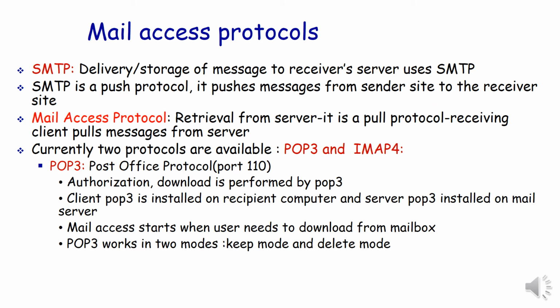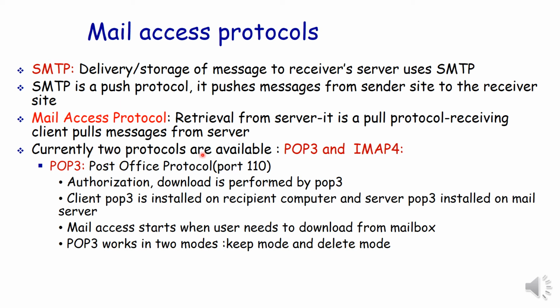Now, which are the mail access protocols working? SMTP is used for delivery or storage of the message to the receiver's server. SMTP is a push protocol and it pushes the message from the sender side to the receiver side. Then the message access protocol helps the retrieval from the server, and it is a pull protocol: the client pulls messages from the server.